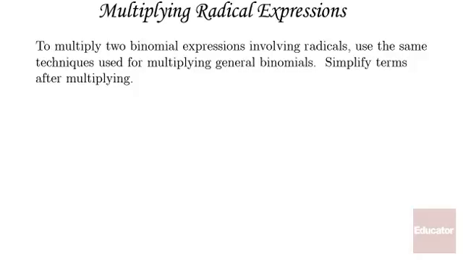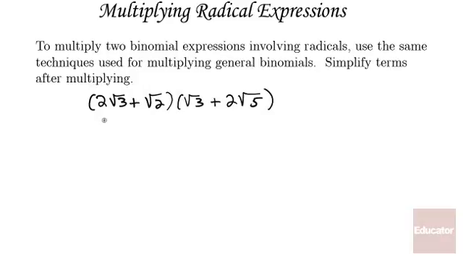Multiplying radical expressions. So let's talk about multiplying two binomial expressions that involve radicals. In order to do this, you're going to use the same techniques that you've learned for multiplying general binomials. For multiplication, you should simplify the terms after multiplying. For example, if you are given 2 square root of 3 plus square root of 2 and asked to multiply that times the square root of 3 plus 2 square root of 5, this does look messy, but all you have to do is use FOIL, just like you did with other binomials.